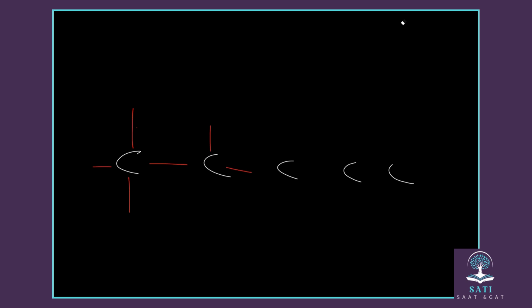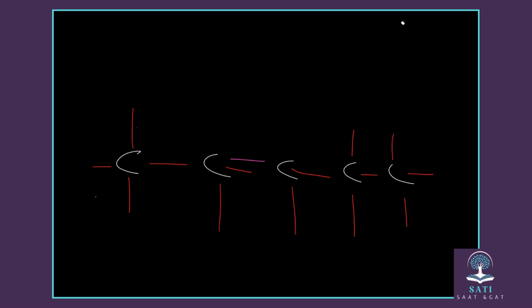4 bonds for each carbon atom, right? And here, as you see, each one has 4. Okay, now what will happen if I break this bond and this bond, and I make a double bond here? So now I see these bonds are erased, and instead of them we put a double bond here. Now what will this one be called?